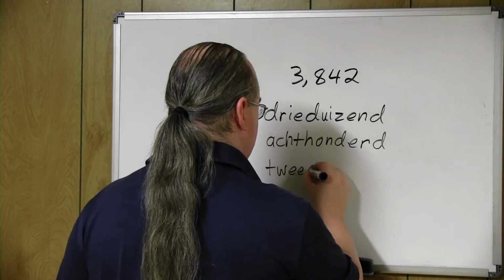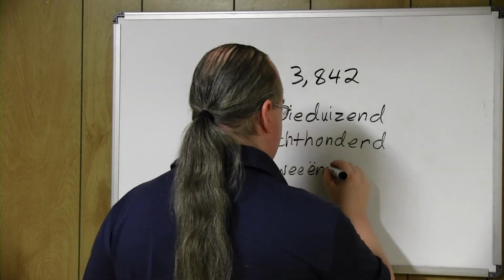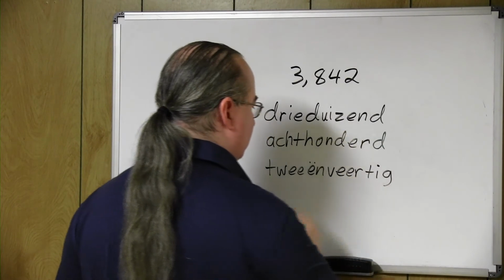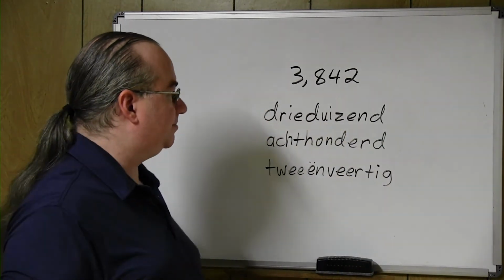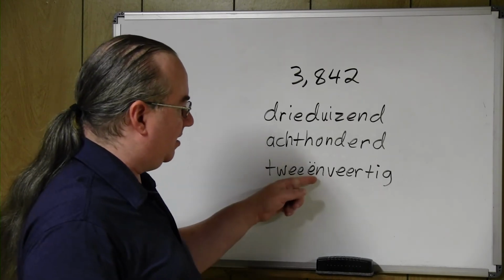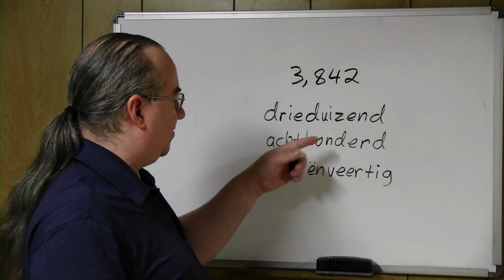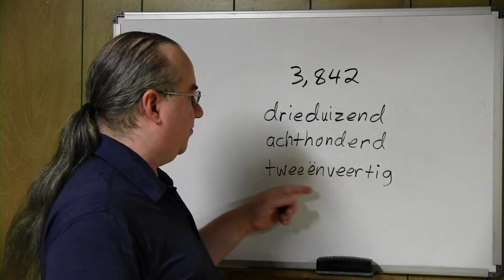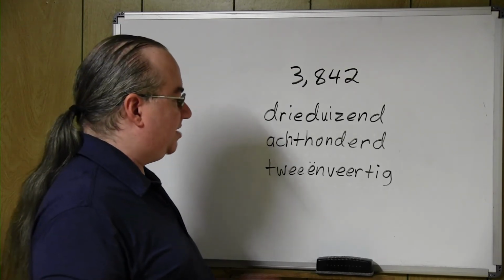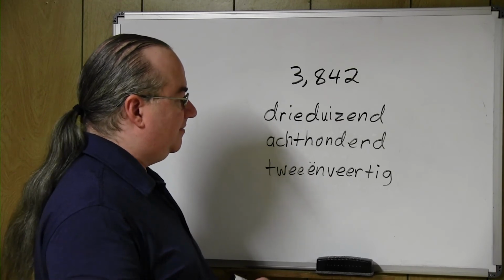2, and remember the diaeresis because you've got a vowel sound here. And 40 is going to have the two E's. And there we go. By now you've probably noticed that there's only one "and" and it's right here. Instead of like we do it in English, which is 3,842. But in Dutch, we don't add an extra "and" there. We just have the "and" here, and that's it. So 3,842.